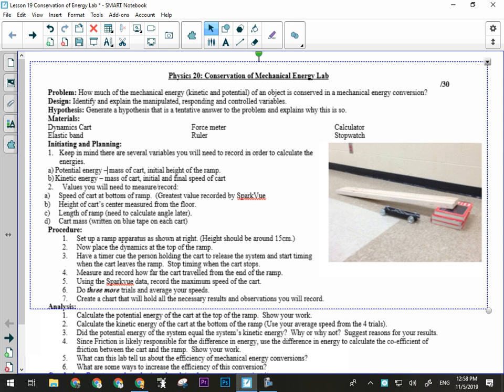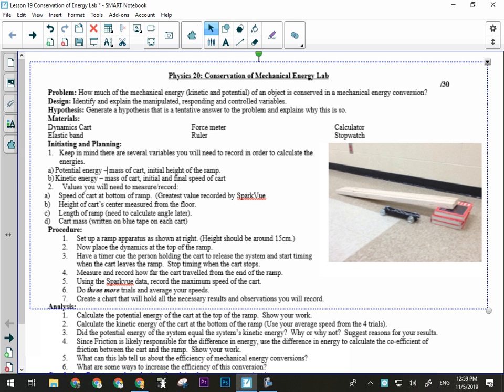All right, so the problem we're investigating: how much of the mechanical energy, kinetic and potential, of an object is conserved in a mechanical energy conversion. So when we're looking at this situation, we are starting with a cart at the top of a ramp. That cart will start with an initial velocity of 0. We will release the cart and it will roll down the ramp, converting potential energy into kinetic energy. So we'll be comparing the top of the ramp with the bottom of the ramp and seeing how our data looks at that point.